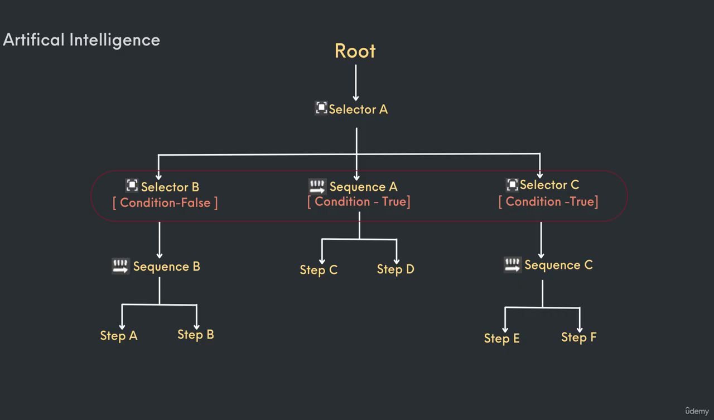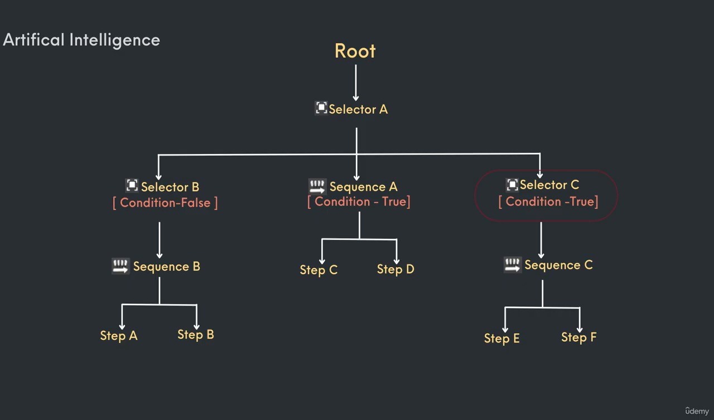This node has three child nodes, selector B, sequence A and selector C, each with a condition. They will be executed from left to right. Selector B condition is false, so sequence A gets executed, which executes the step C and step D. If step C and step D succeeds, selector C will not be executed.